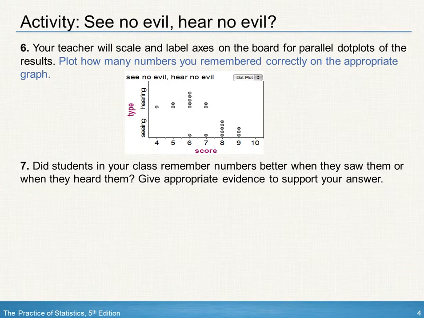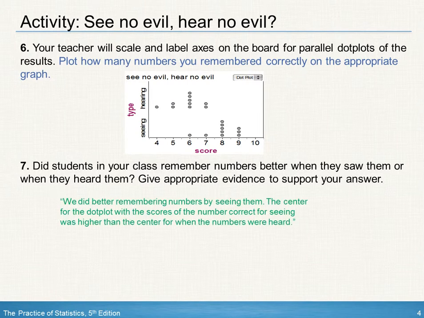Step 7 asks, did students in your class remember numbers better when they saw them or when they heard them? Students do a nice job with this because of their experience from Chapters 1 and 2. They'll share, we did better remembering numbers when seeing them. The center for the dot plot with the scores of the numbers correct for seeing was higher than the center for when the numbers were heard.